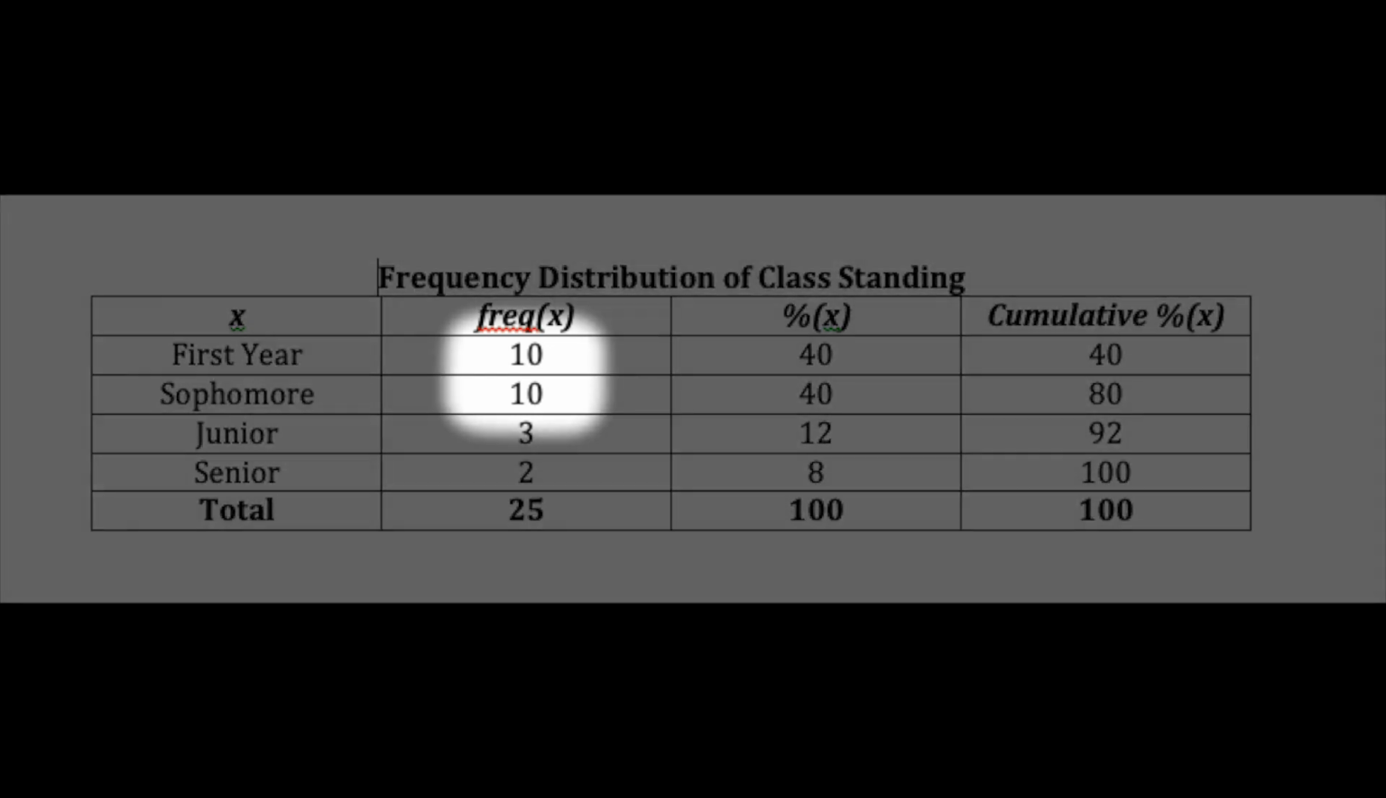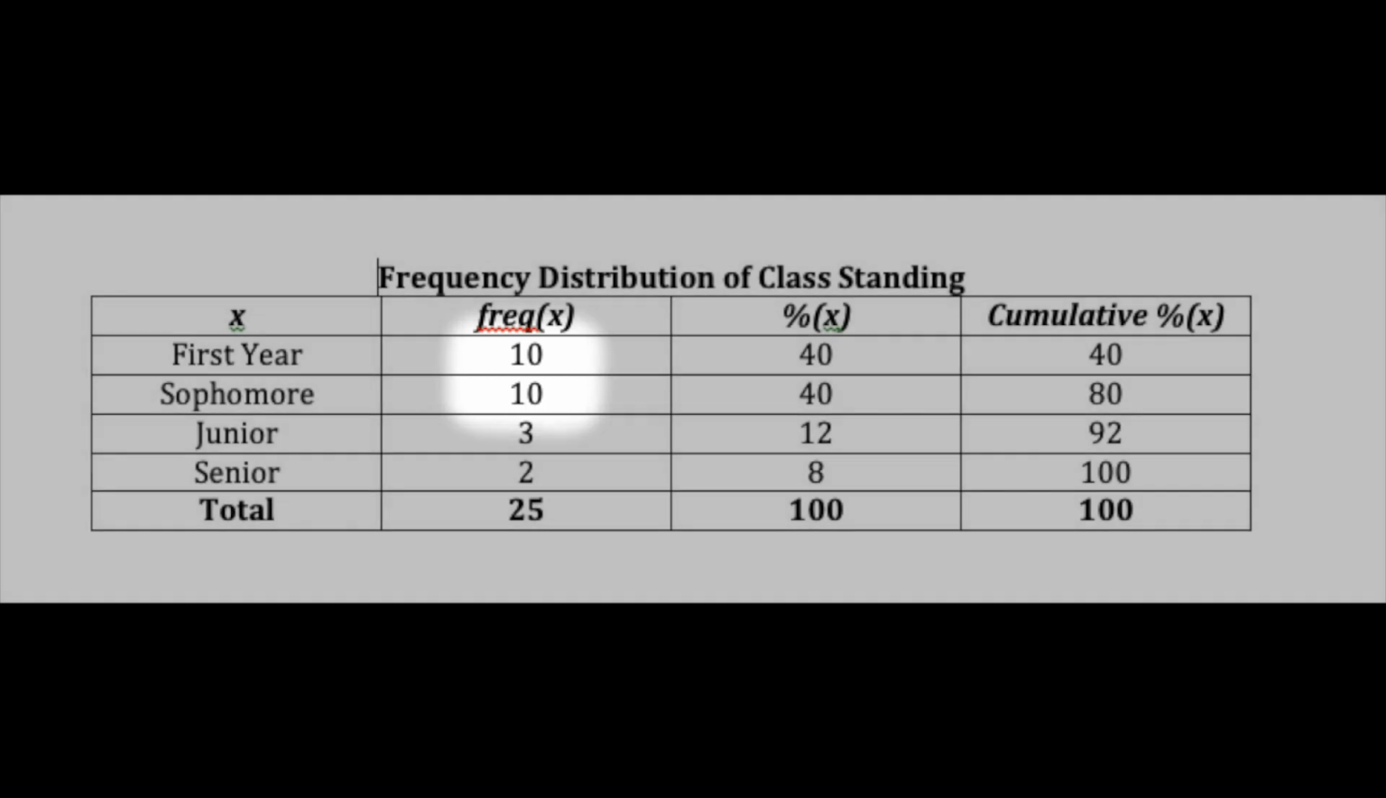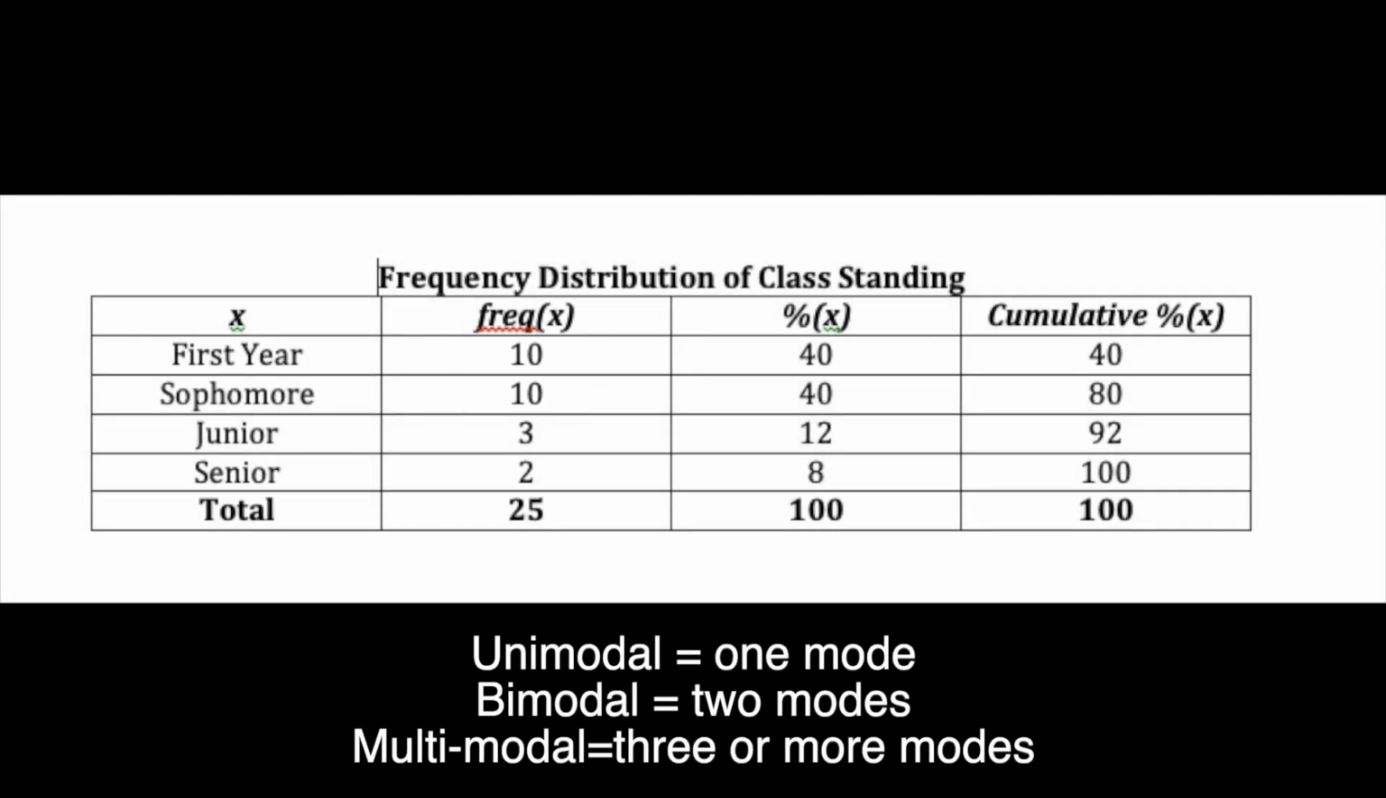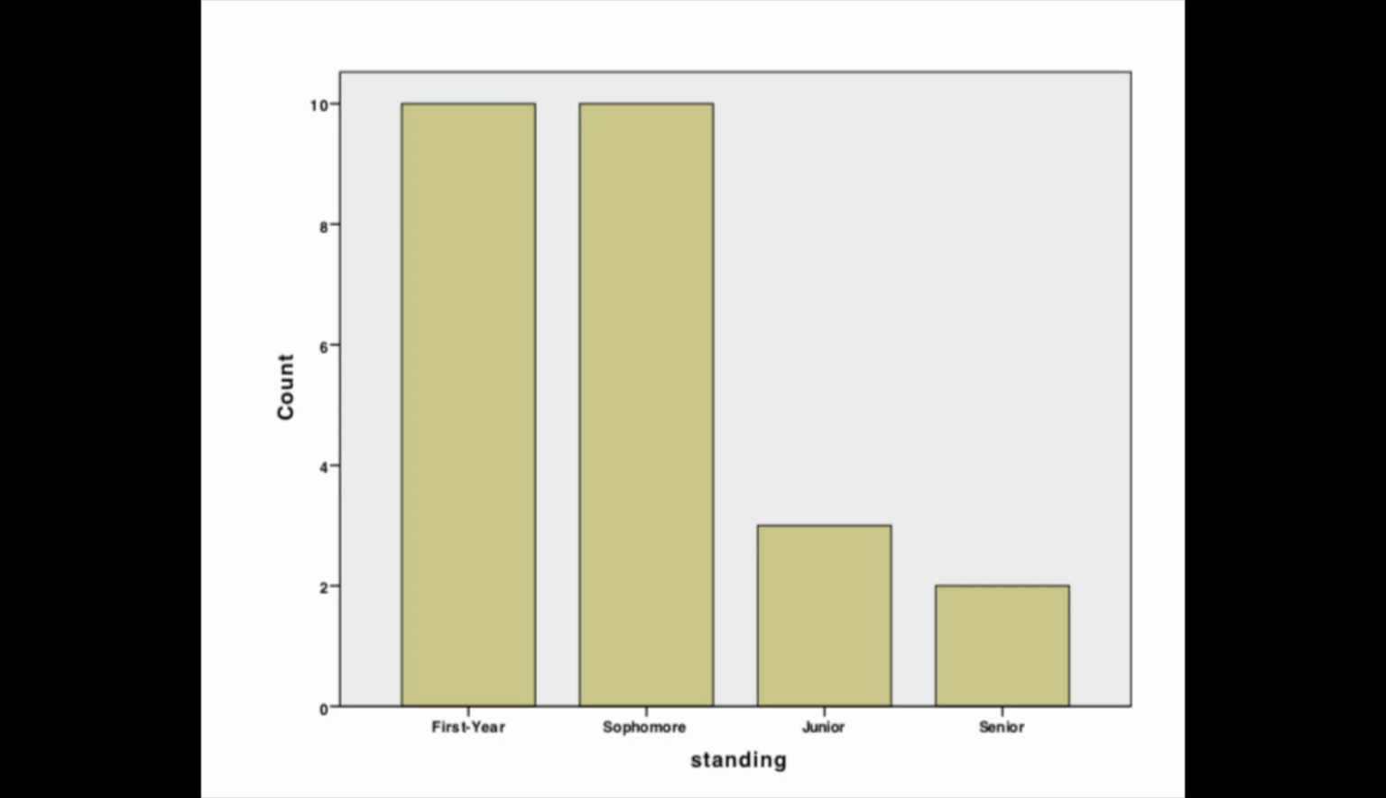However, in this case, we can see that both first-year students and sophomores have a count of 10. In this case, we would call the distribution bimodal since there are two modes. If a distribution only has a single mode, we call that unimodal, and if a distribution has three or more modes, we refer to that as multimodal. We can observe the modality very easily by looking at bar charts or histograms. Here's the bar chart of class standing.